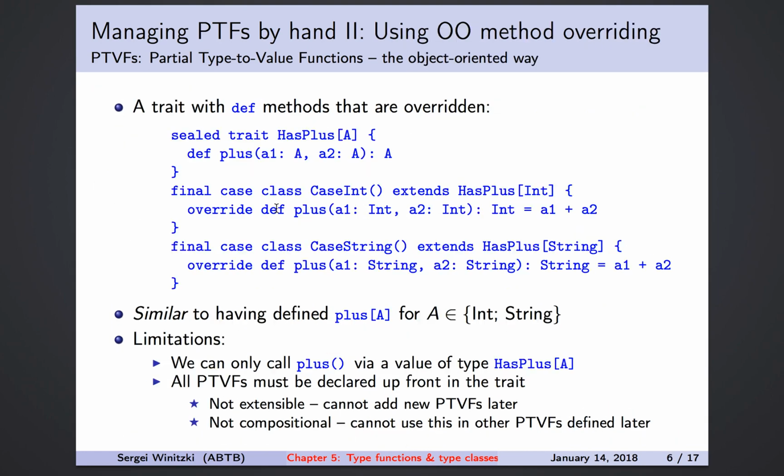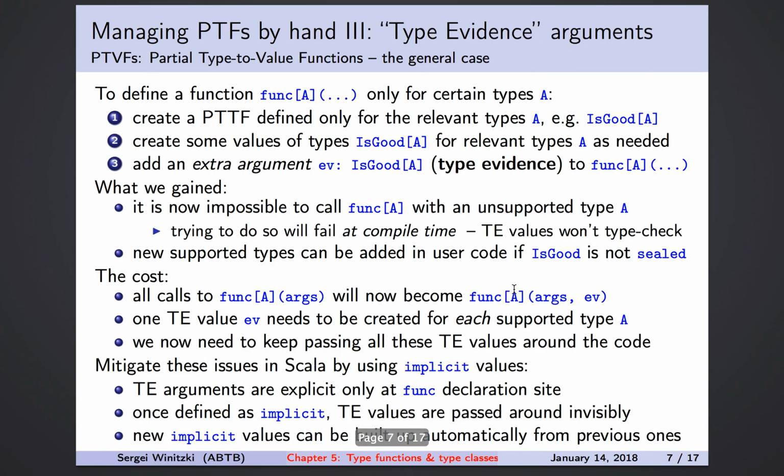To understand this mechanism, remember these values of type HasPlus of A here can only be of two different types, HasPlus of Int or HasPlus of String. There are no other values that your code could possibly define. So let's use that fact that there are only certain values that your code can define and require these values to exist. And in this way, we will define a partial type to value function.